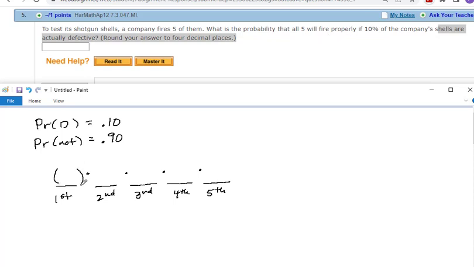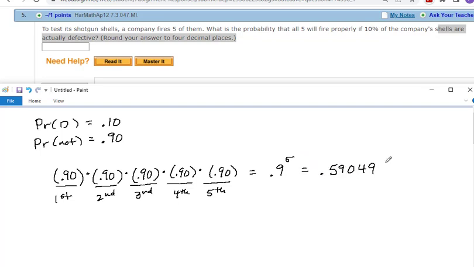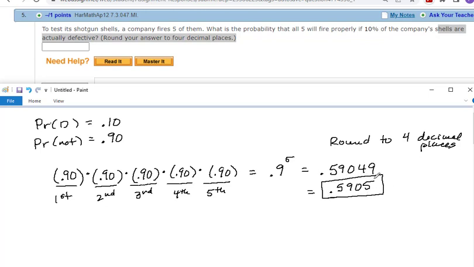Okay, for the first shot, it fires properly. There's a 90% chance of that. Then you get to the second, it also fires properly, and so on for all 5 independent events. Now mathematically we could write that as 0.9 raised to the 5th. That's 0.59049. Let's round it to 4 places. That would be 0.5905. So there's a 59% chance that if you fired 5 of them in succession, that all 5 would work.